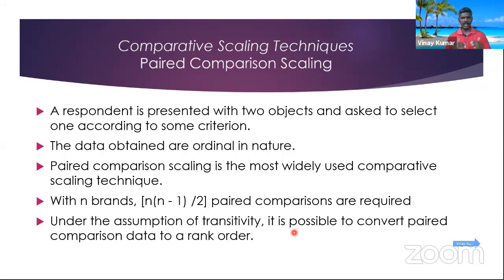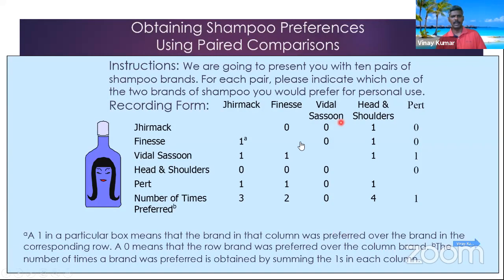So we can even rank all the brands, rank the objects that the researcher has selected for his research. We can convert the paired comparison into a rank order because we can easily understand which is preferred most by the respondent. Thus, we can rank the products also. So that's the paired comparison method. Let's understand with an example here.